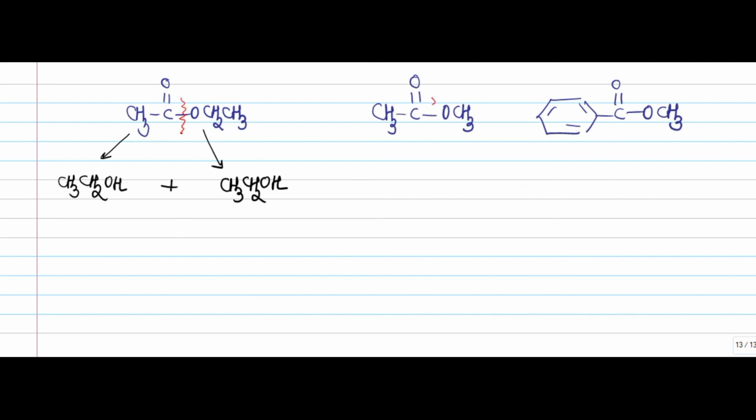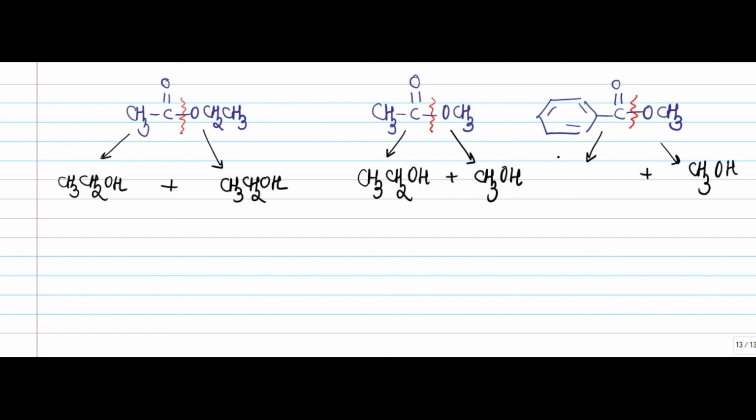Once again the bond breaks here. Let us find out what products we get. CH3CH2OH, an alcohol with two carbons, and here it will be CH3OH. Let us break this one here. You get CH3OH, and here you get CH2OH.